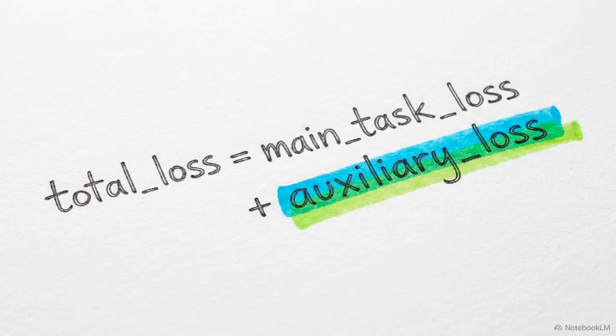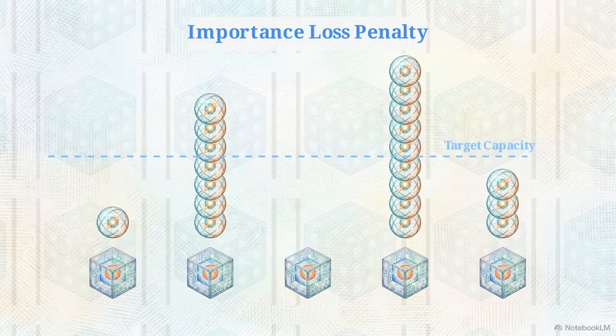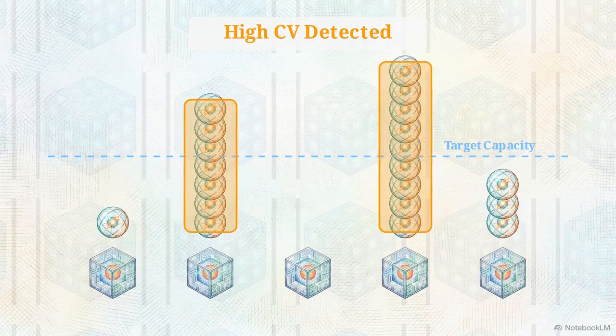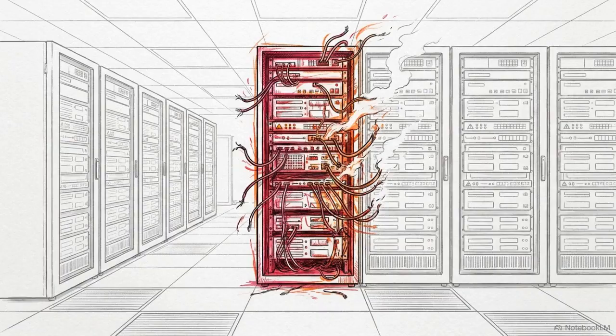To prevent this collapse, the authors added an auxiliary loss to the overall task loss. The first constraint, the importance loss, explicitly penalizes any uneven distribution of gate weights across a batch. But balancing the gate weight alone is insufficient.